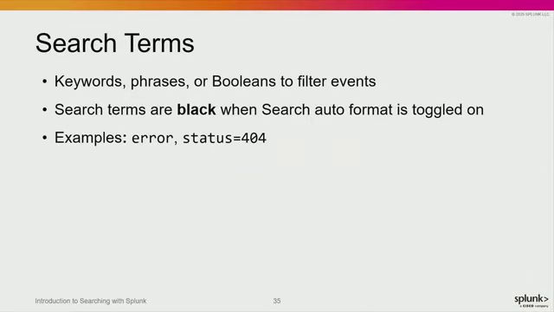So far we've been using keywords as our search terms. We could also use phrases. Phrases are just keywords that are surrounded with double quotes, and Booleans are going to include operators like AND, NOT, and OR. And all of these are used to just filter down what events we're going to retrieve from our indexes. Now, since we toggled on search auto format, our search terms are going to appear in black. And so these can include keywords, for example, like just error, I had searched on tablet, or we can include field value pairs like status with a value of 404.